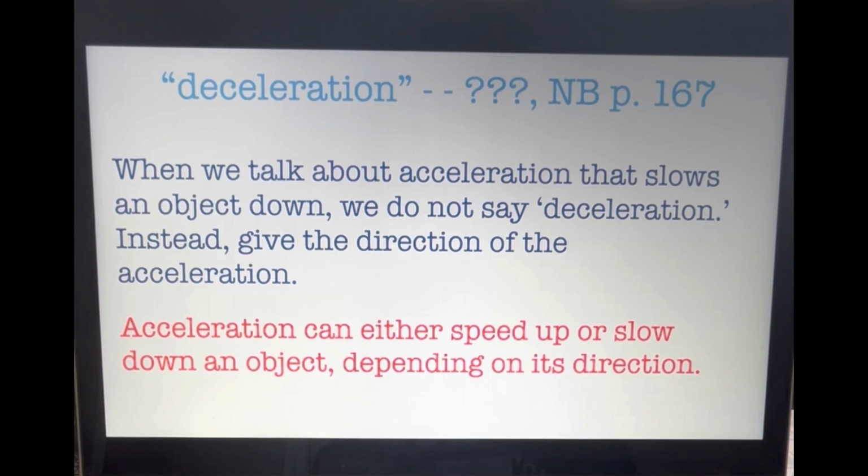Although that is an accepted term in everyday English, it is not an acceptable term in physics. When we talk about acceleration that slows an object down, we do not say deceleration. Instead, we give the direction of the acceleration. When compared to the direction of the velocity, the acceleration's direction tells a physicist whether an object slows down or speeds up. In the end, then, when you read acceleration, do not assume it means that an object is speeding up. Acceleration can either speed up or slow down an object, depending on its direction.